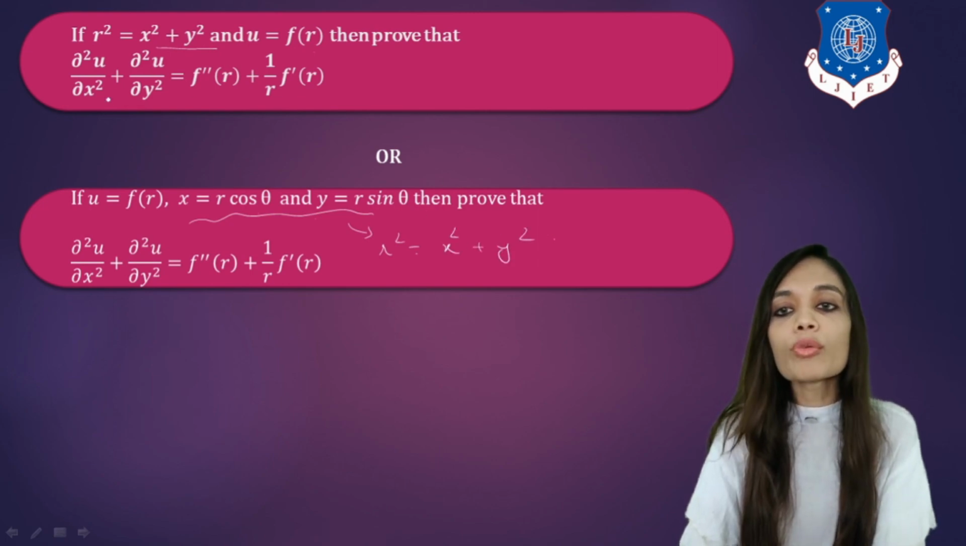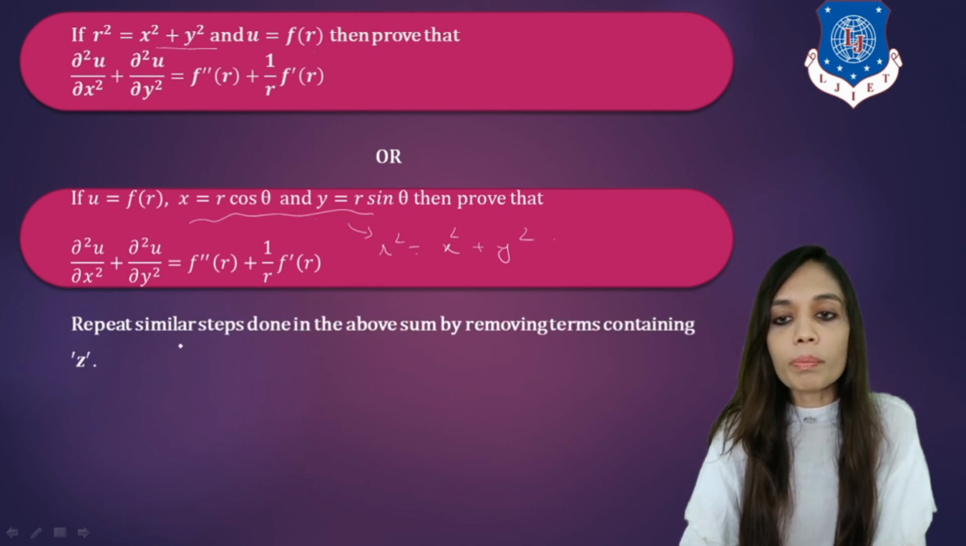Then again we have to do the similar thing. So in this sum, just repeat similar steps done in the above sum by removing the terms containing z and you will get your solution, right? So I hope you understood all the three important sums of chain rule.